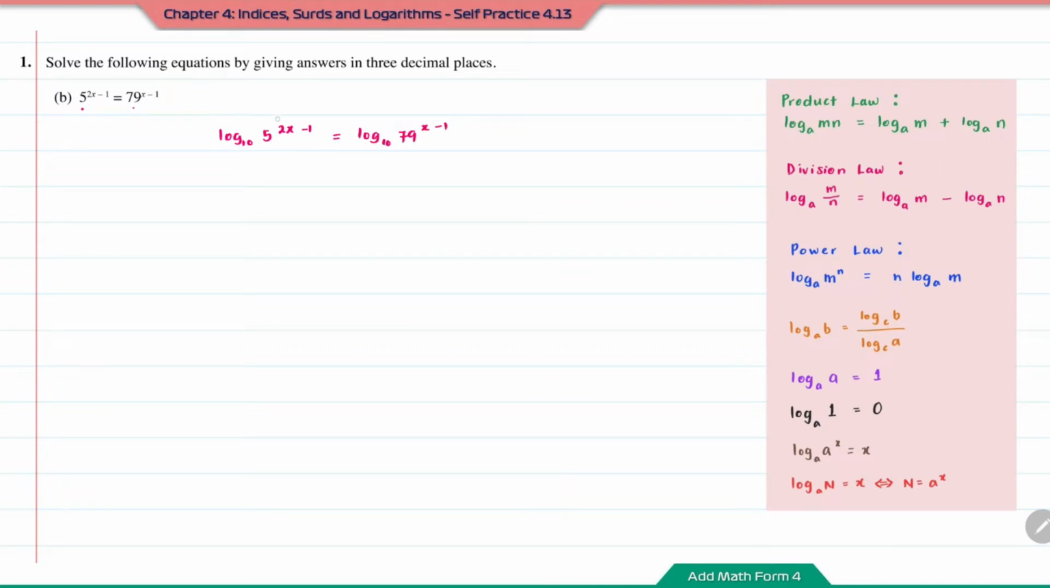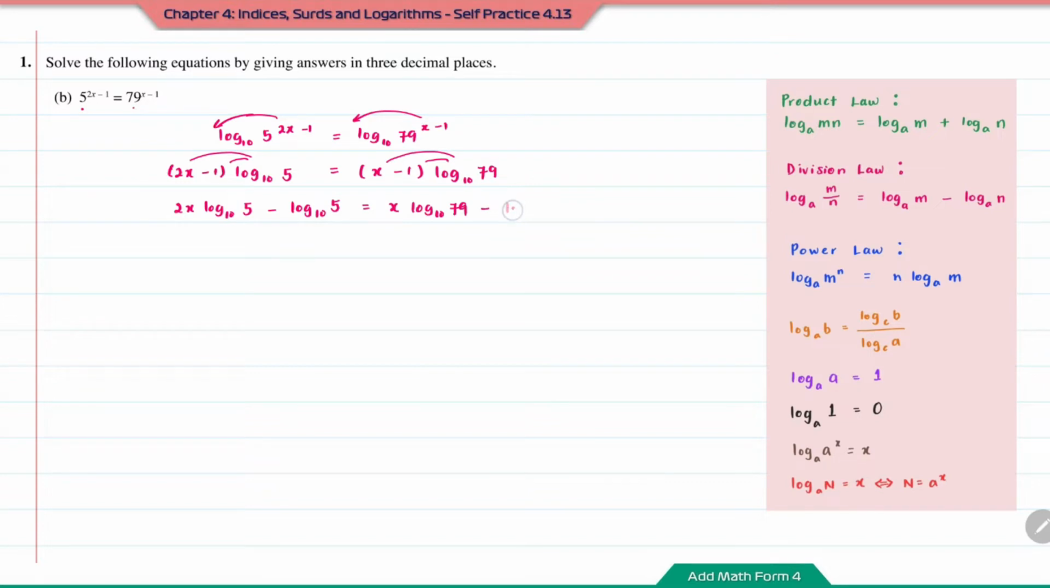Next, using the power law, move the power to the front. So here, brackets 2x minus 1 times log base 10 of 5 equals x minus 1 times log base 10 of 79. So next, expand. On the left hand side, you're going to get 2x times log base 10 of 5 minus log base 10 of 5 equals x times log base 10 of 79 minus log base 10 of 79.